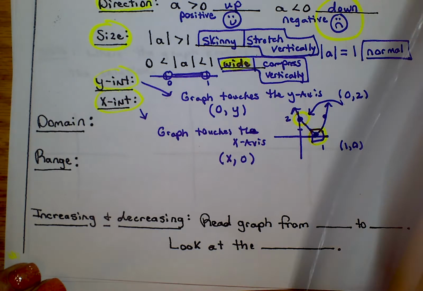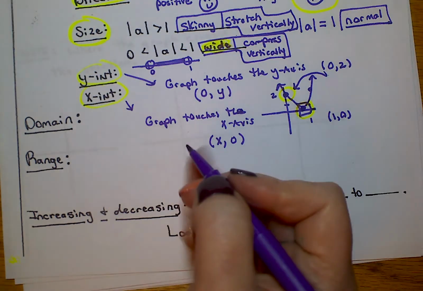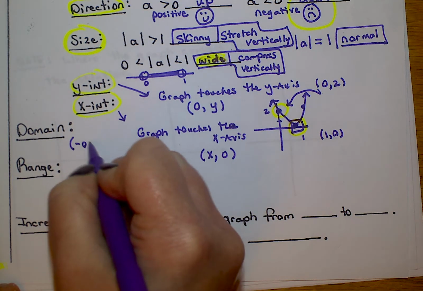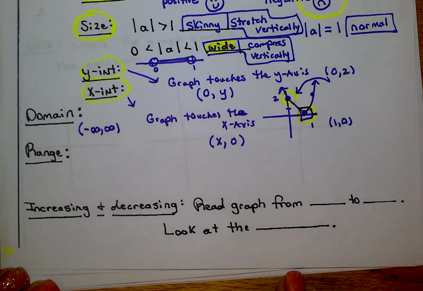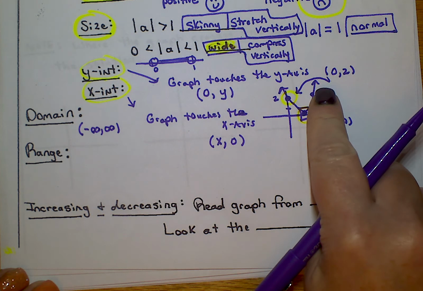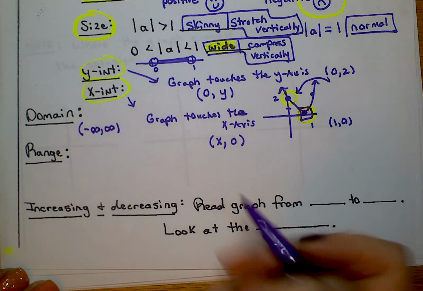Okay, your domain for all parabolas that open up or down is going to be all real numbers. You can put any number in for x. You could flatten the parabola to the x-axis and the whole x-axis will be covered as long as you have arrows for continuity where it's continuing.